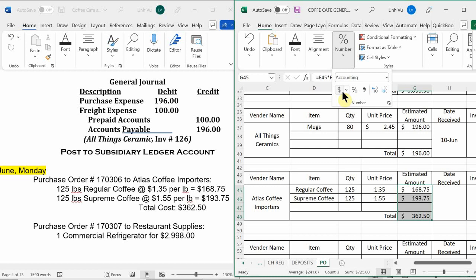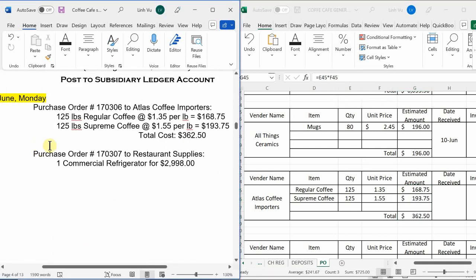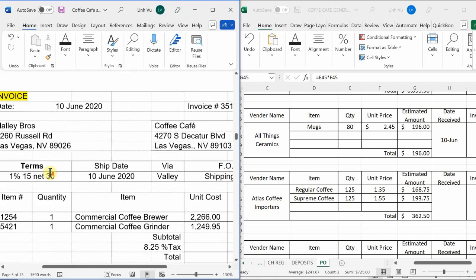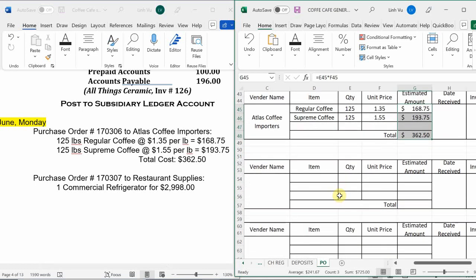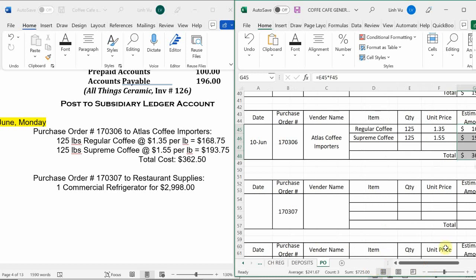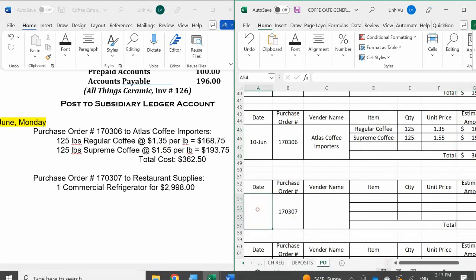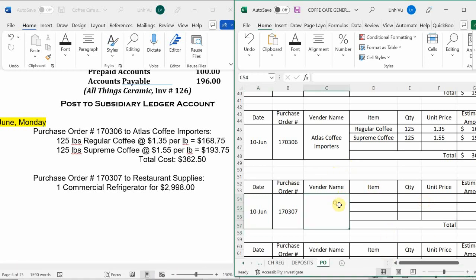The second purchase order we're going to make here is to restaurant supplies. We're going to be ordering a commercial refrigerator. I'm going to push it down. A commercial refrigerator for $2,998. So that's what I'm going to fill out in my second purchase order right here, 307, to order the refrigerator from restaurant supplies.